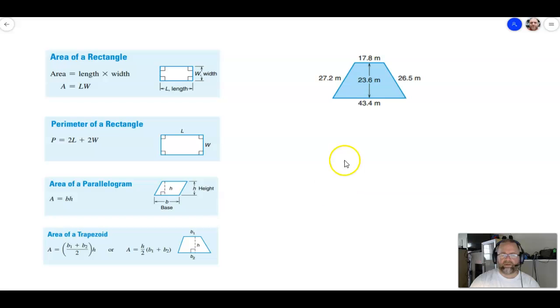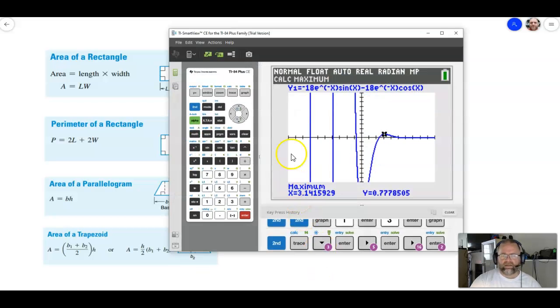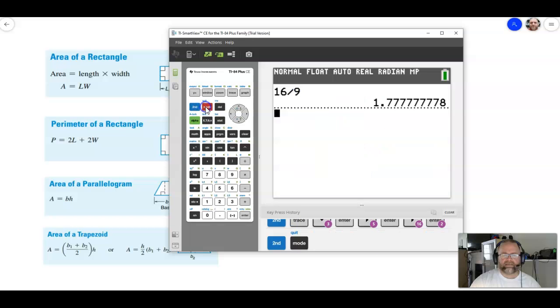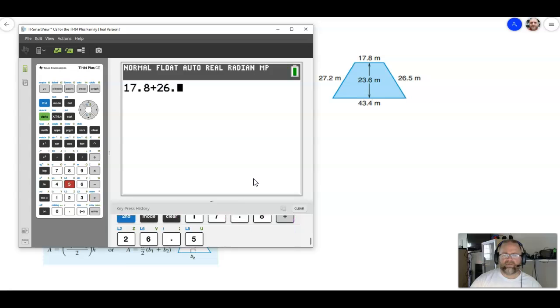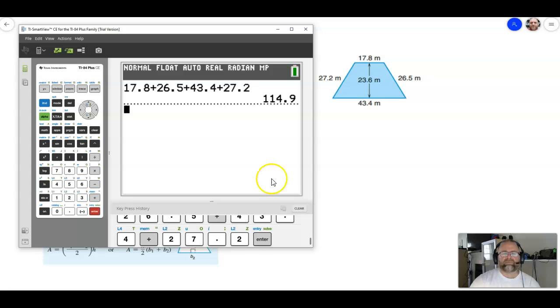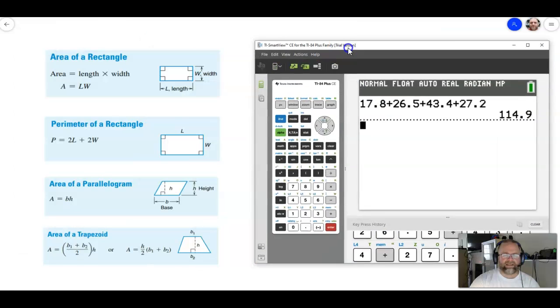All right, so the perimeter is pretty easy here. All we're doing is adding up the sides. Clear out my calculator here. And so I have four sides there. Just add those up. 17.8 plus 26.5 plus 43.4 plus 27.2. So 114.9 is our perimeter. And let me just double check. 17.8, 26.5, 43.4, 27.2.